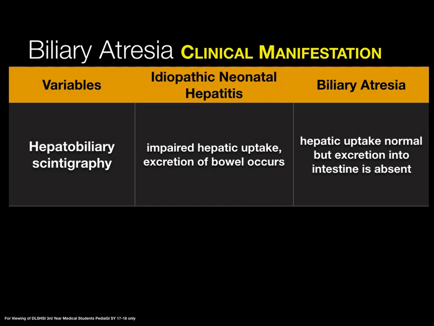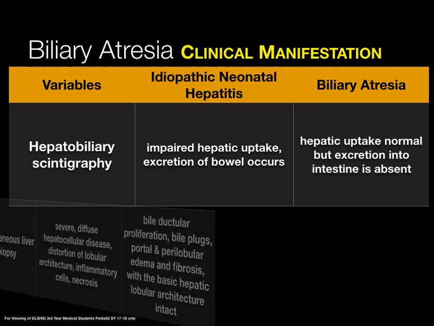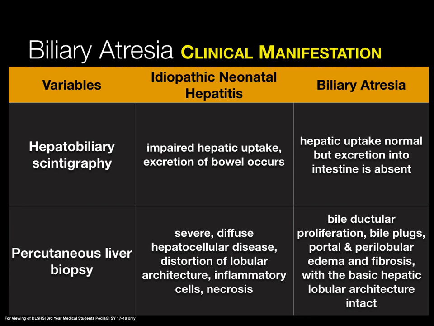Hepatobiliary scintigraphy, wherein the hepatic uptake is normal, but excretion into the intestine is absent for biliary atresia. Percutaneous liver biopsy will reveal bile ductular proliferation, bile plugs, portal and perilobular edema and fibrosis, with the basic hepatic lobular architecture intact for biliary atresia.